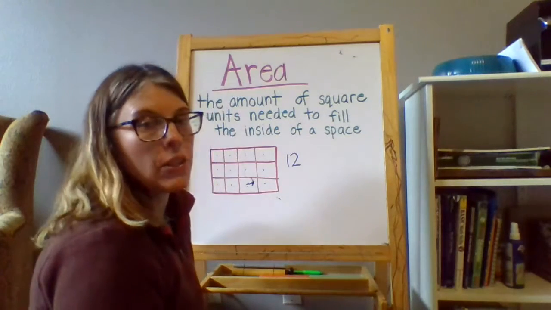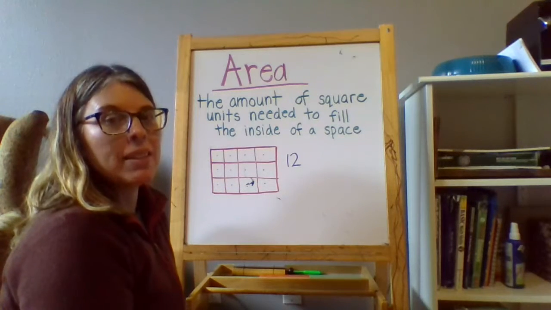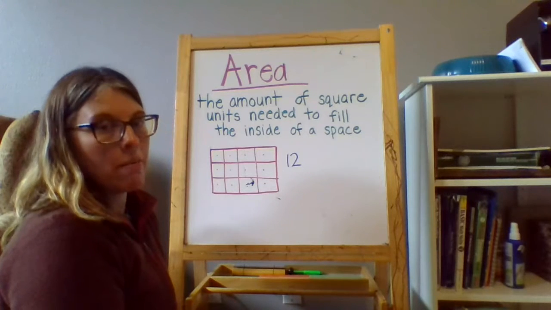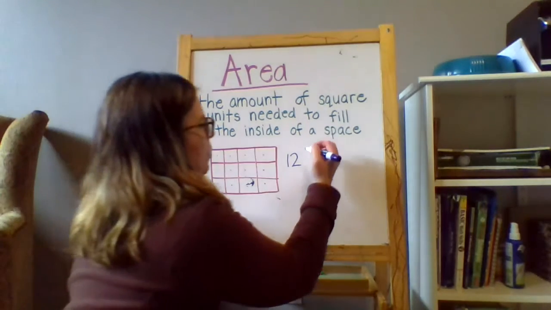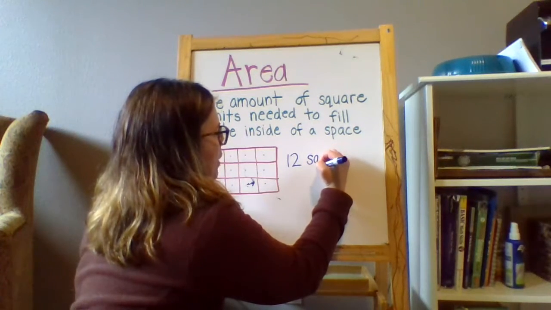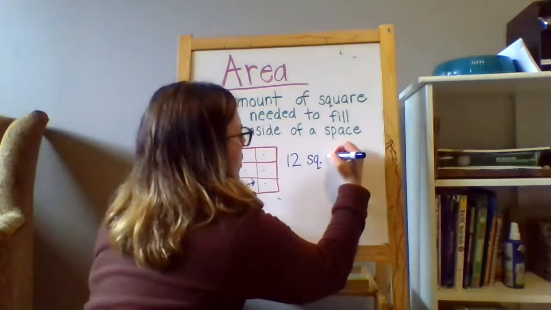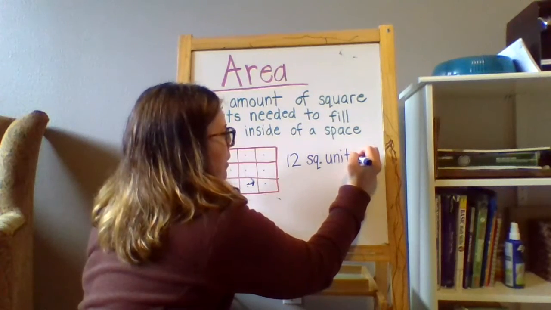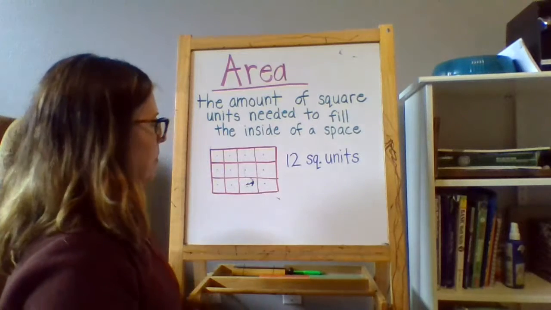Instead of just saying units, I want to be a little bit more mathematic. And it's not just units, because a unit could be that. But we could say 12 square units. And we can abbreviate square with SQ and a period. Okay? 12 square units is what I want us to say.